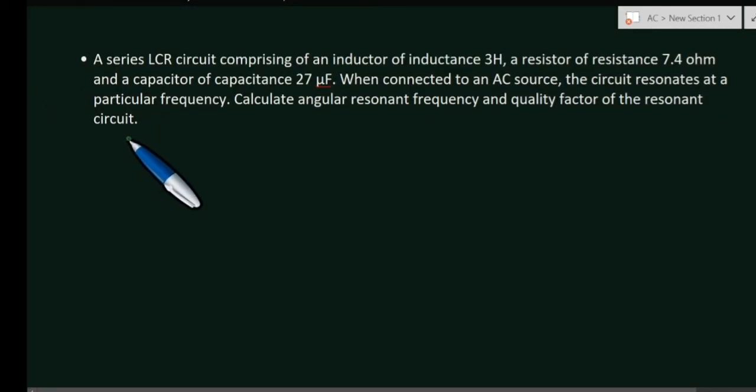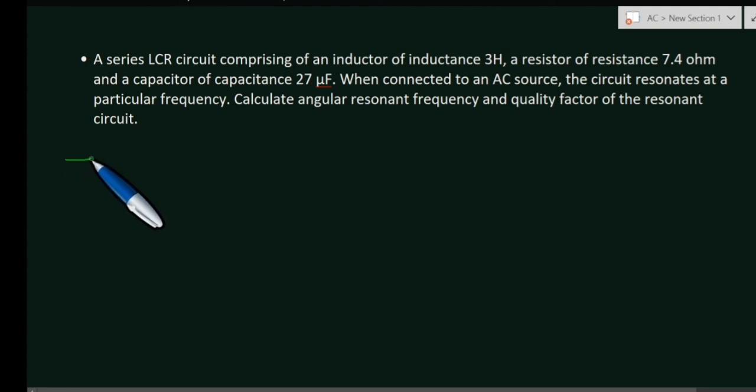A series LCR circuit comprising of an inductor of inductance 3 Henry and a resistor of resistance 7.4 ohm and a capacitor of capacitance 27 microfarad. When connected to an AC source, the circuit resonates at a particular frequency. Calculate the angular resonant frequency and quality factor of the resonant circuit.